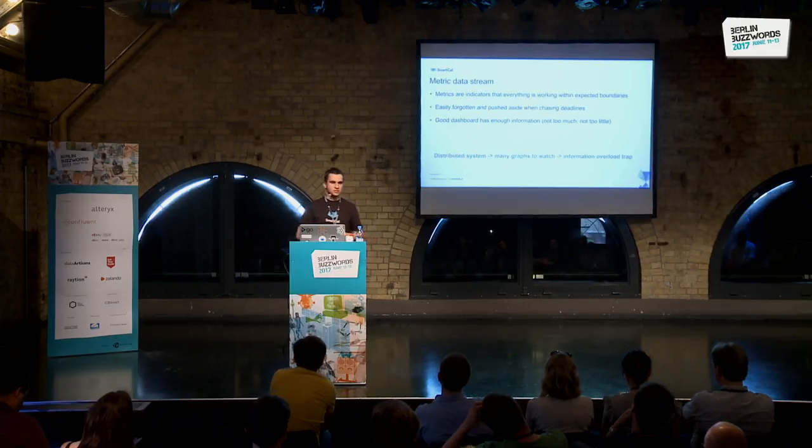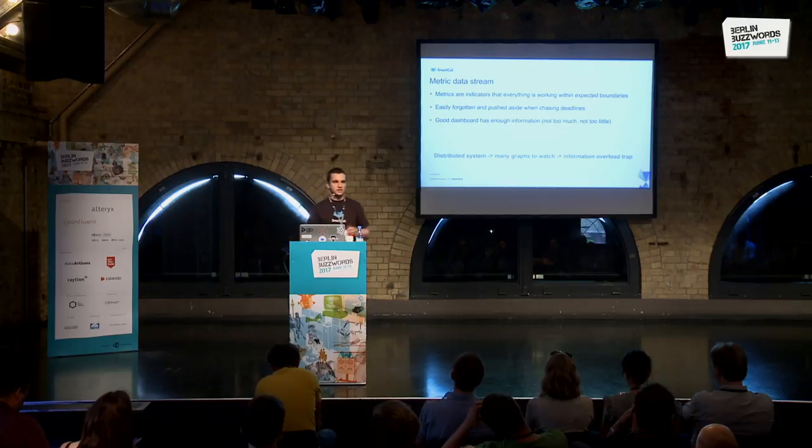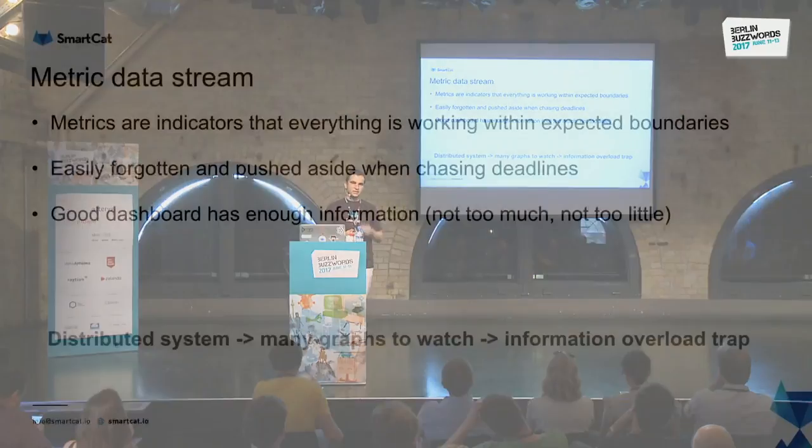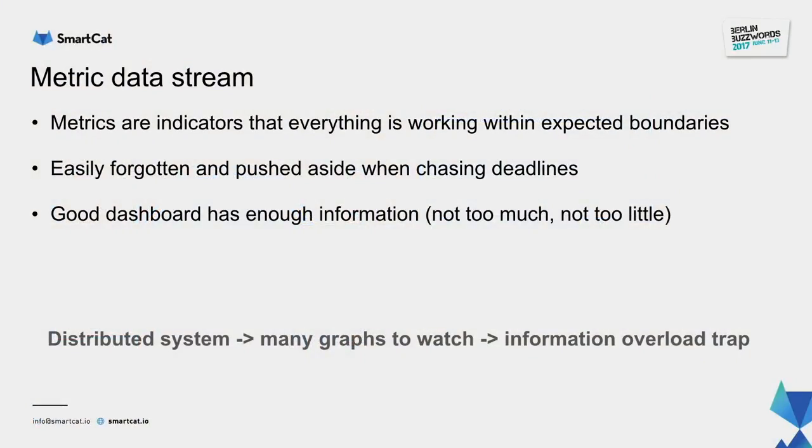As I said, the metrics data stream is an indicator that everything is working within expected boundaries. In my experience, it is an easily forgotten feature. While you're developing your application, metrics are pushed aside: we will do this when we are in production. Let's build feature X, feature Y, and so on. And then you go to production without any metrics, and failures start happening. And then it is already too late.